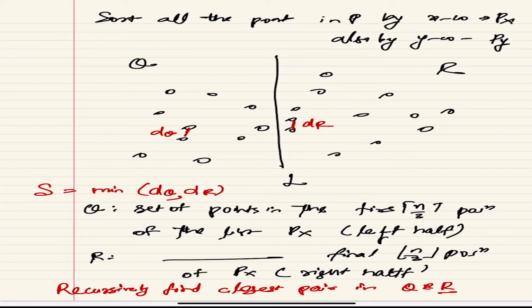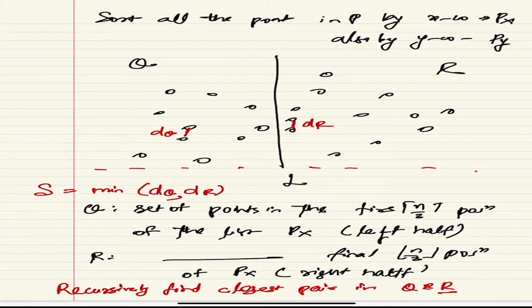Now I have to find out, when I combine this solution, what is the overall minimum distance? I know on the left hand side dq is the minimum distance, on the right hand side dr is the minimum distance, but overall what is the minimum distance? So how do you combine the solutions of these two problems to achieve the solution for the larger problem of size n?